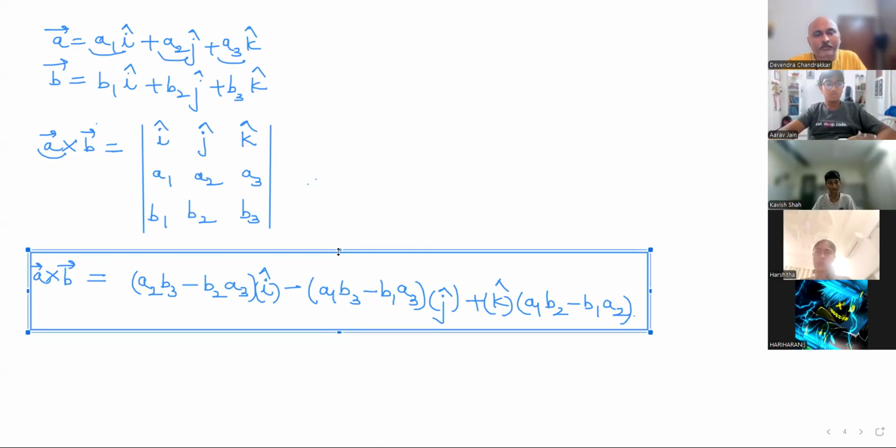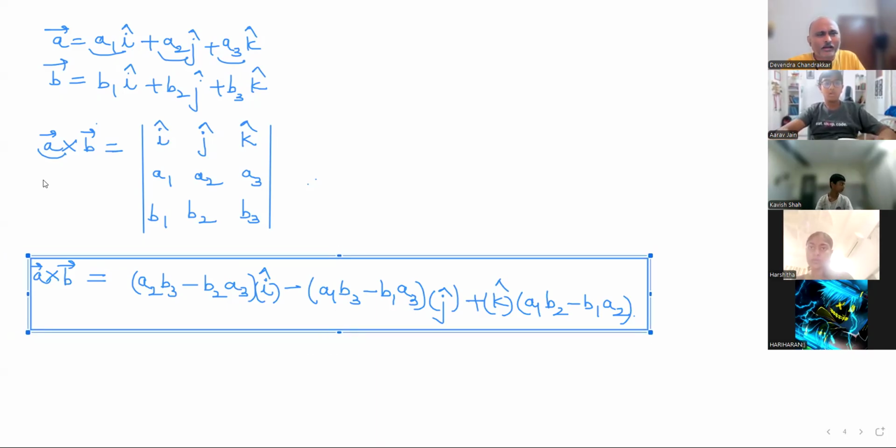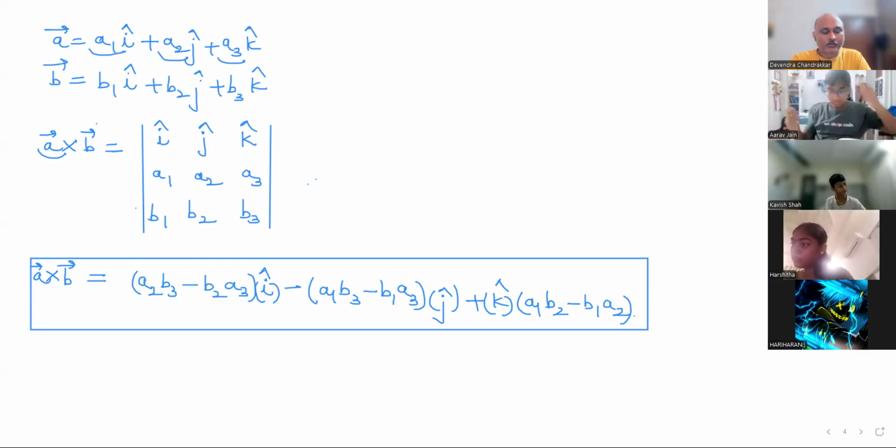Now it's a three-dimensional vector. You can write the magnitude and direction of these three-dimensional vectors very easily. I hope you guys understood this. Yes or no? Well done. Write it quickly, fast.